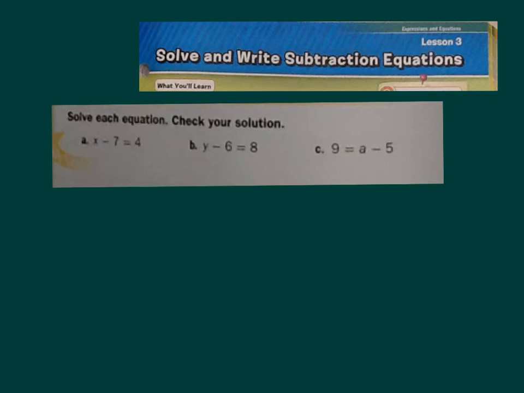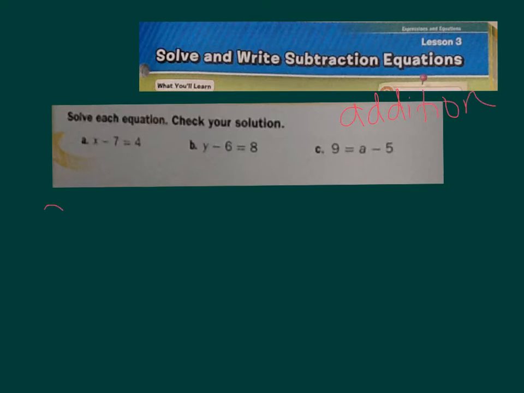This is Chapter 7, Lesson 3, Solve and Write Subtraction Equations. So again, I'm going to be solving subtraction equations by using the inverse. Remember, the inverse is just the opposite of subtraction. And I know that the opposite of subtraction is addition. And we will learn about that property in just a second.